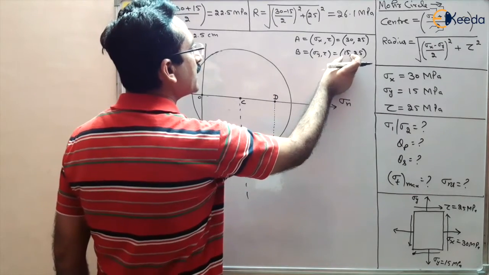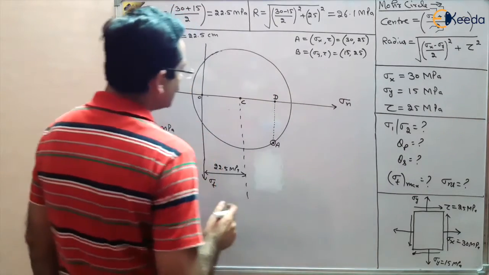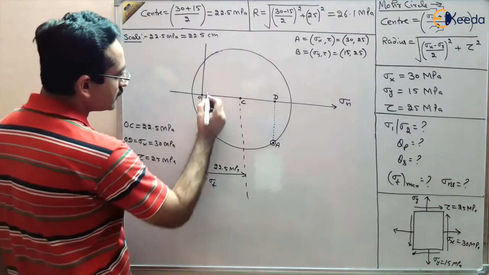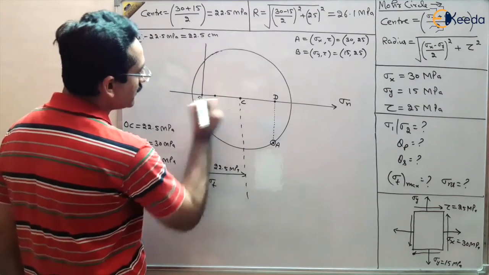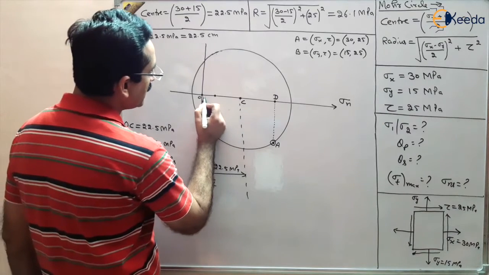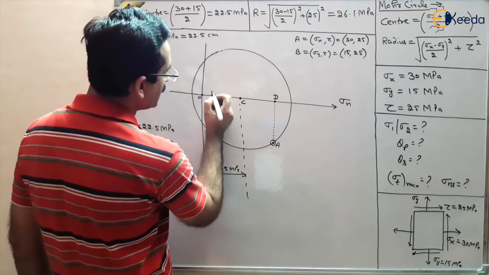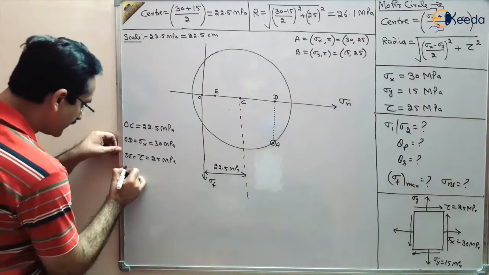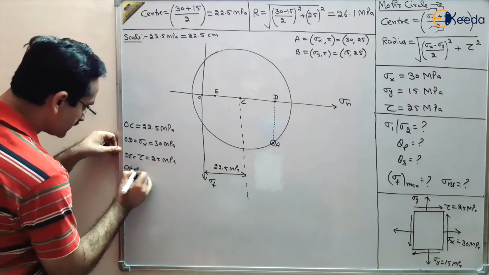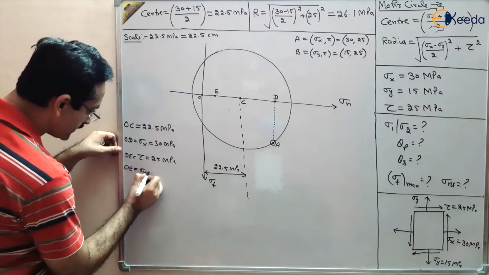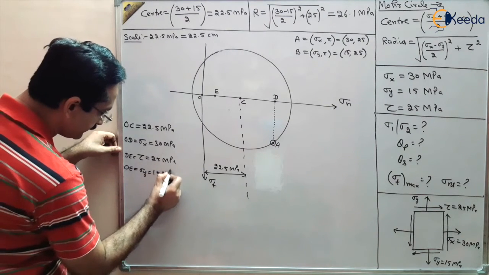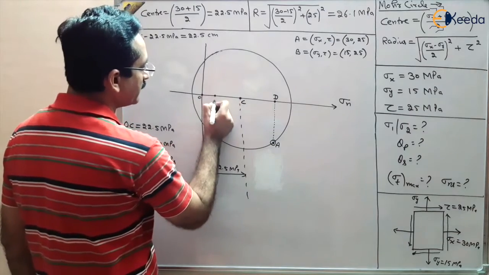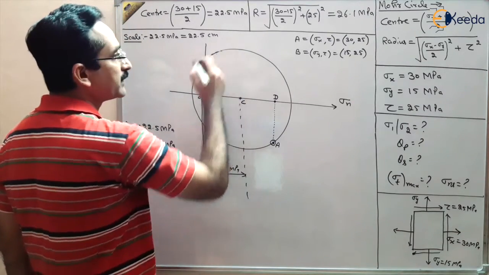Here the value is 15. So take the value 15 from here. It will be less than this. Suppose this is our 15 value, and this is O, suppose E. So OE is basically sigma y, which is equal to 15 megapascal, and drop a vertical line till you get the circle.